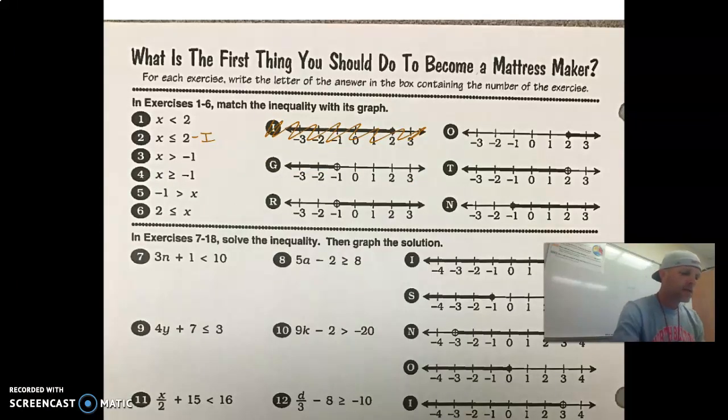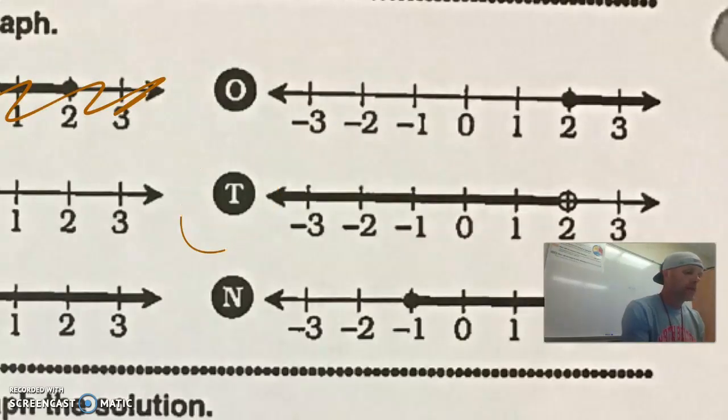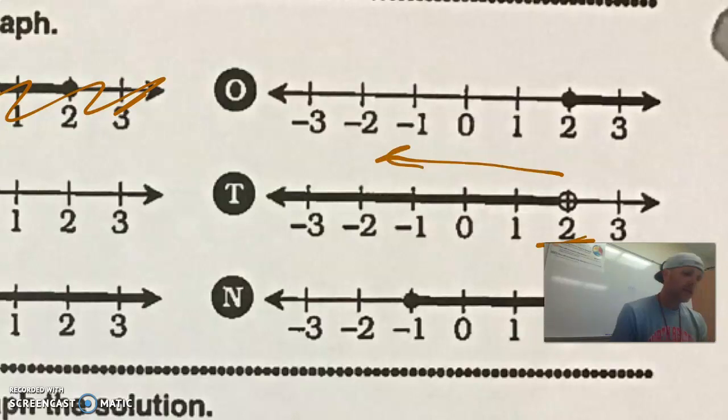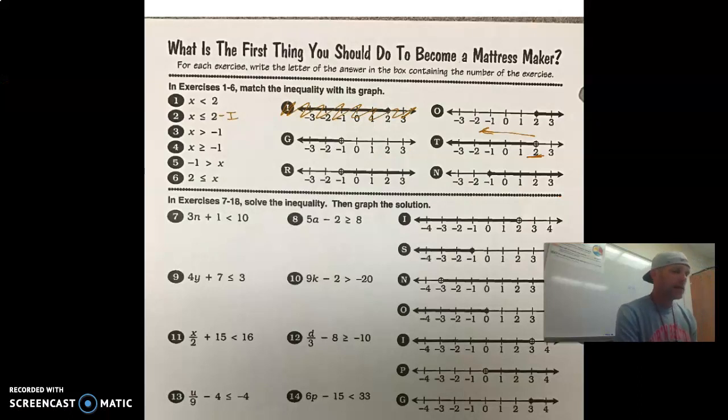All right. So now let's try something different. Let's look at the graph first, and then look at the inequality. Okay, so let's look at letter T. So it's at 2, first of all. So it has to be something at positive 2. Is it shaded in? No, it's not. So that means it's not equal. That means it's not 2. It's everything smaller than 2. So it's everything less than 2. So it has to be less than 2.